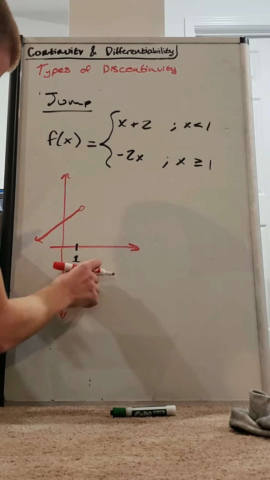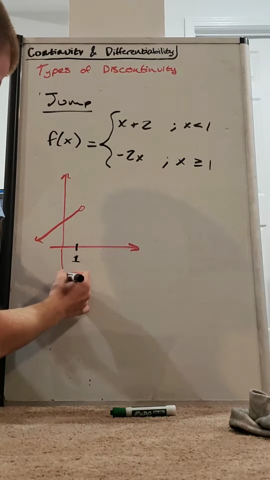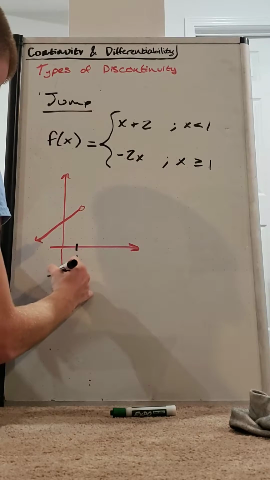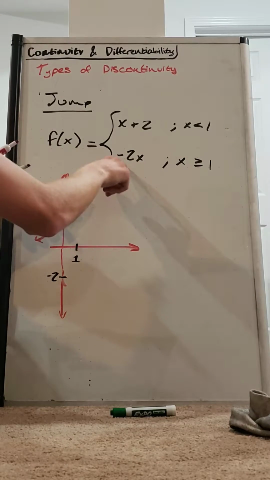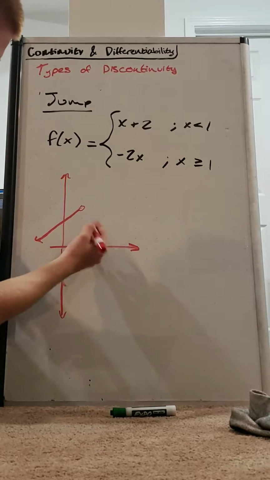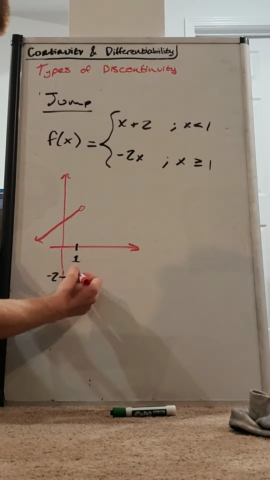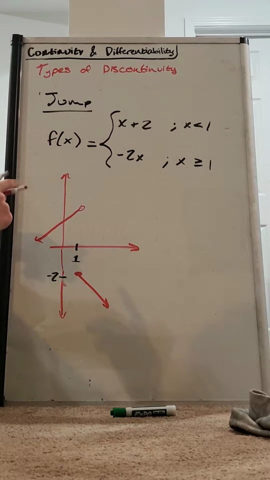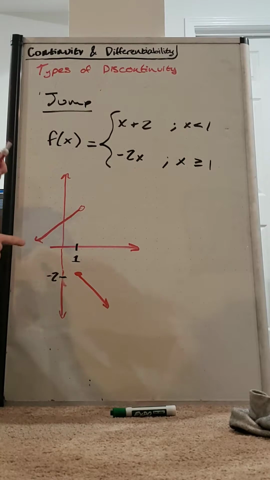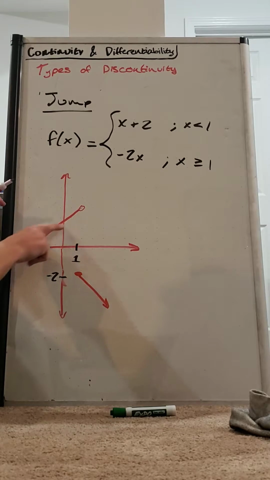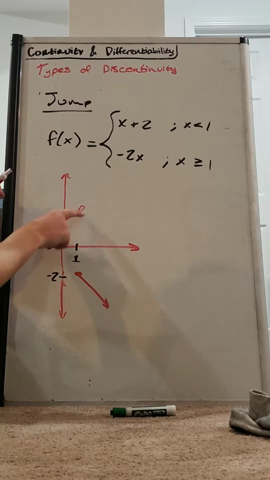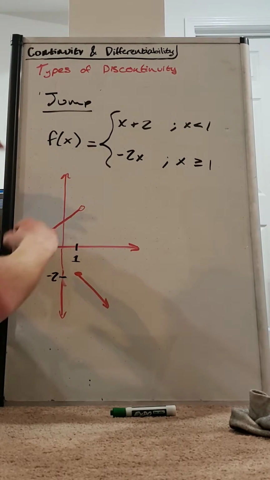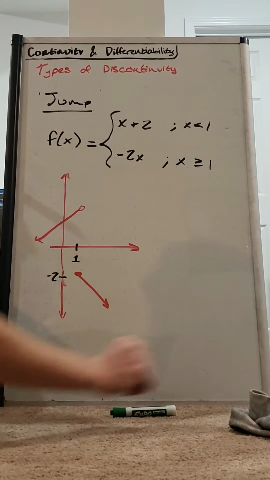It jumps down to negative 2 when x equals 1, because it switches to this function. So that's why we have an open dot here, and a closed dot here, and it would look something like that. That's why it's a jump discontinuity: as you can see, it jumps from here down to here, which breaks the function, making it discontinuous.